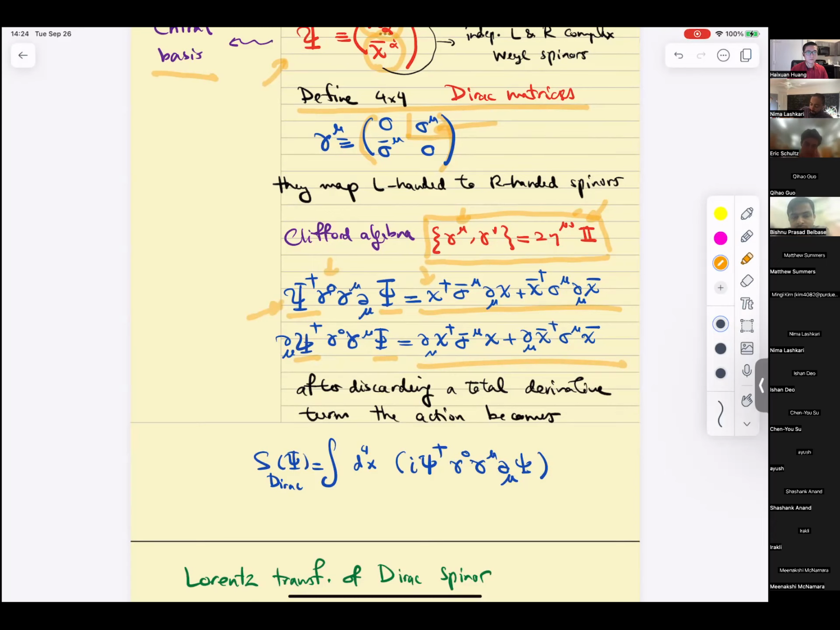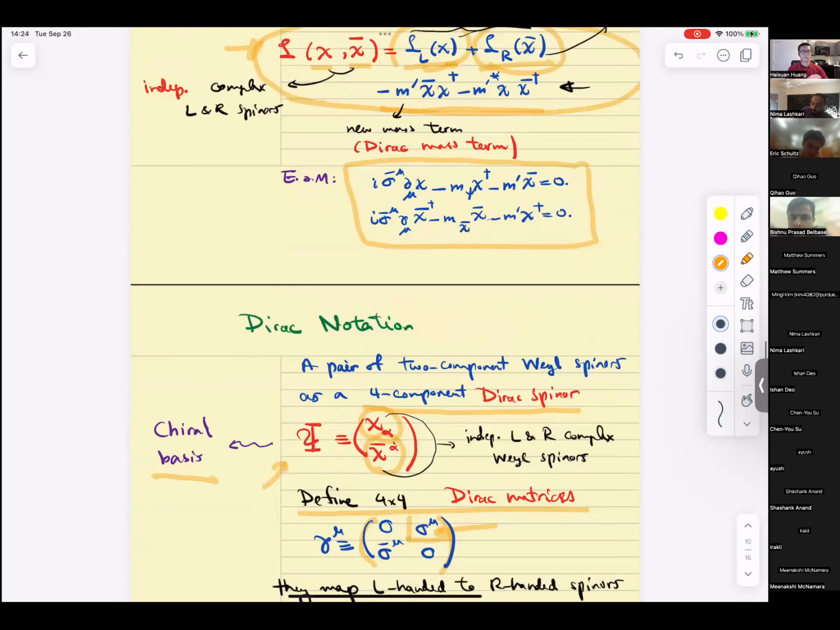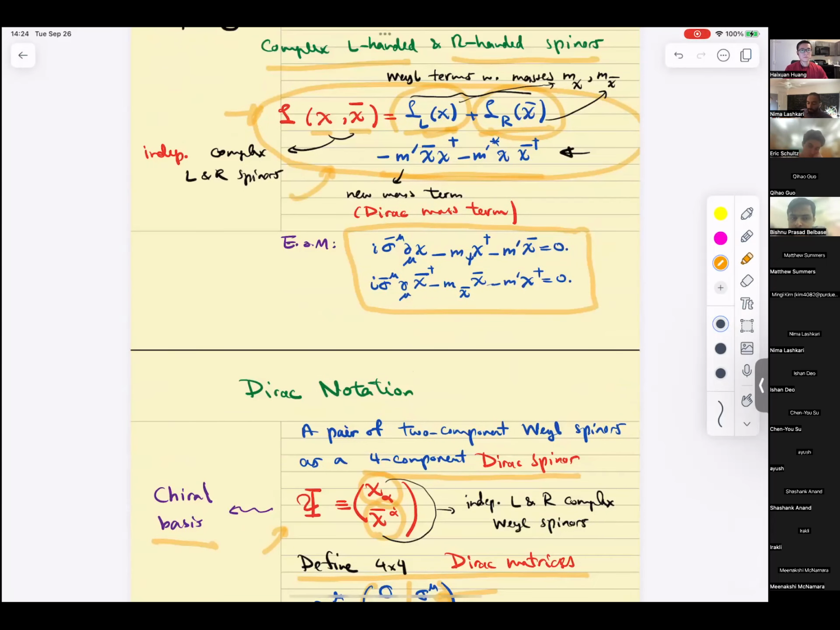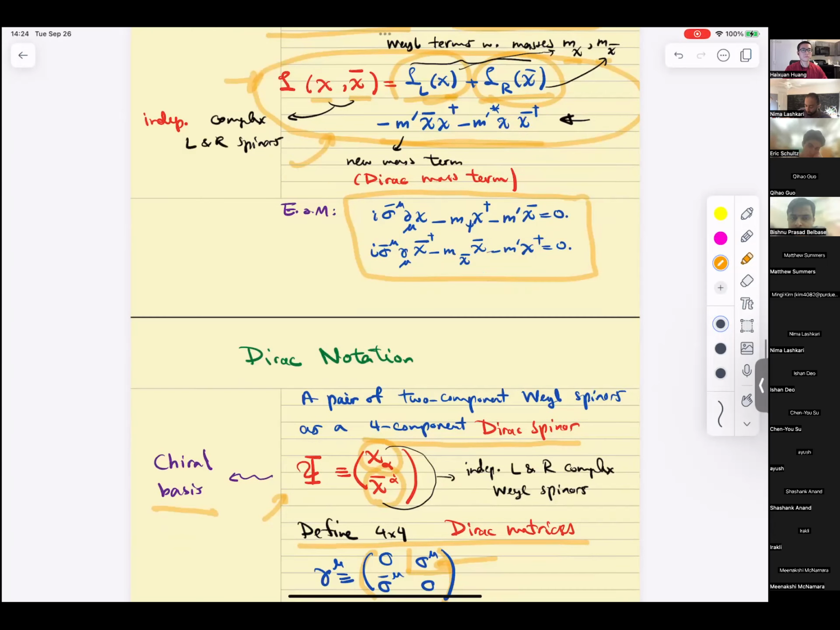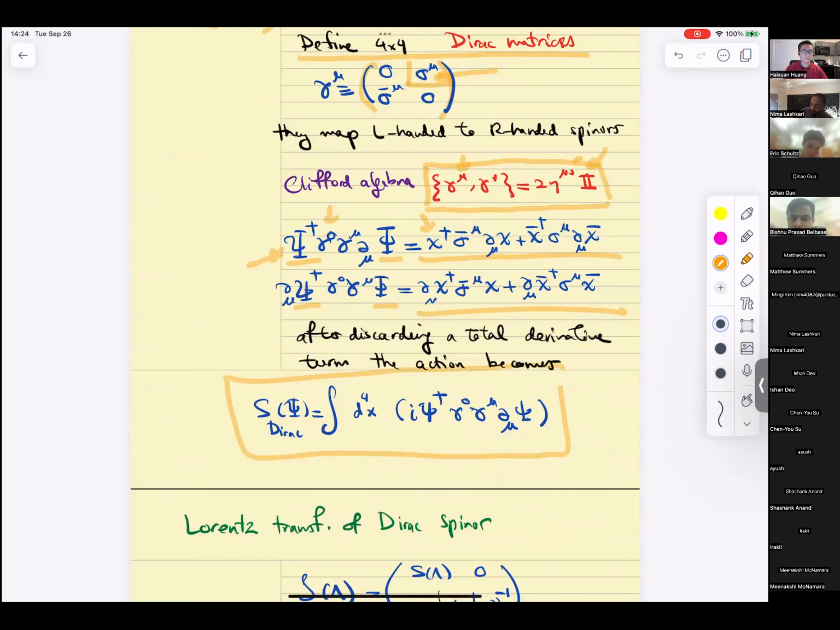Having said all of this, there is a homework problem you're going to work out to see that this whole action, for a second ignoring the mass terms, the kinetic part of this action, could be packaged in terms of the Dirac action. So the kinetic part of the action is the Dirac action.